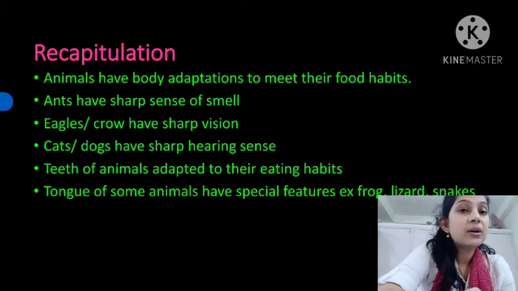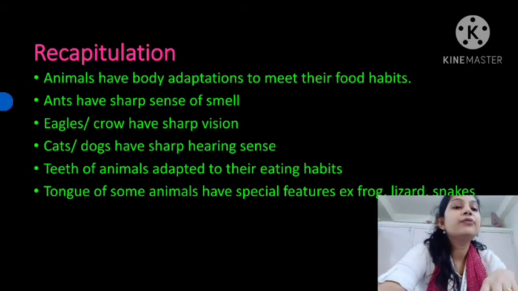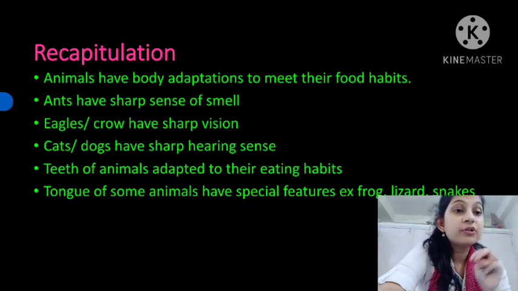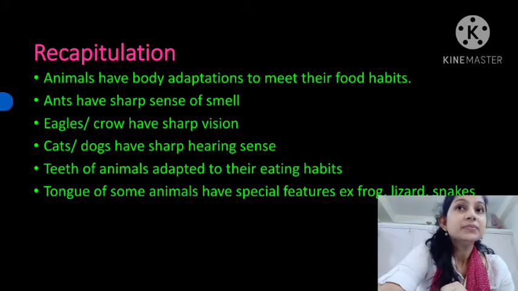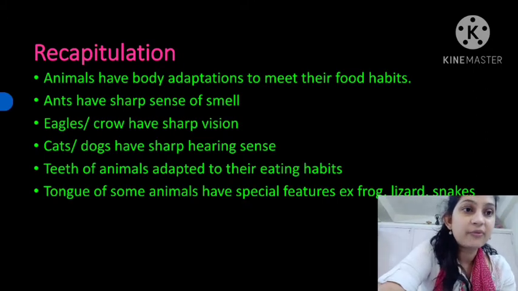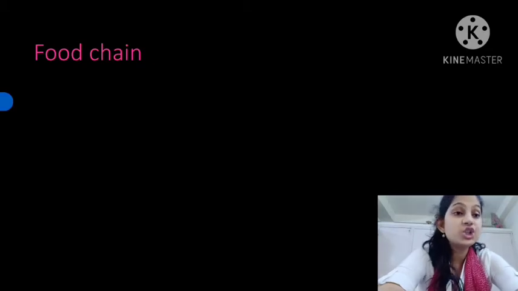And we discussed the tongue of some animals. For example, frogs and lizards have very long tongues. The frog's tongue is very sticky. As soon as any insect touches it, it gets stuck there, and the animal folds it up inside to eat that other organism. And the snake has a forked tongue, and it is able to smell from which direction the smell of food is coming. So these things we have discussed, and today we are going to talk about food chain.